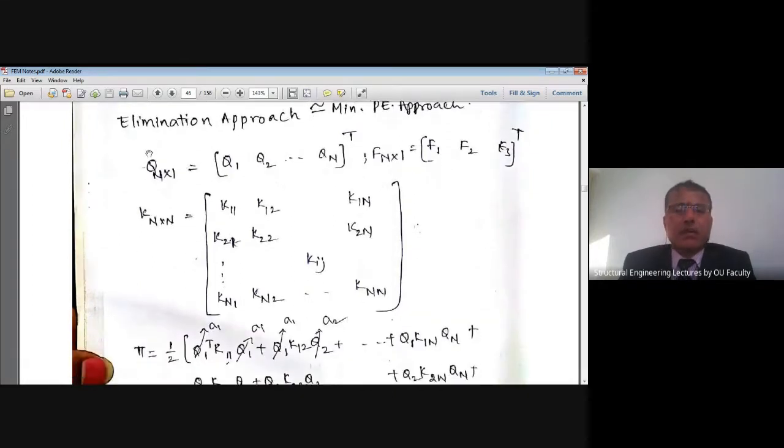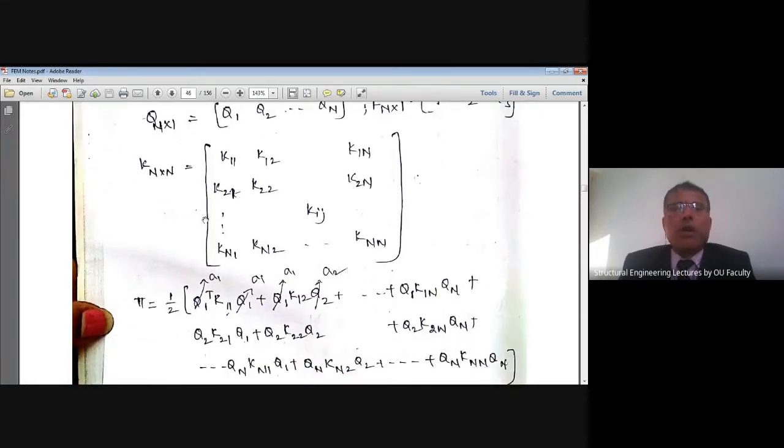Now let us say the degrees of freedom vector capital Q is an n by 1 vector, which is q1, q2, up to qn, transpose. Similarly, the global load vector F is an n by 1 vector, which is f1, f2, up to fn, transpose. Similarly, the global stiffness matrix K is an n by n matrix, given by K11, K12, up to K1n in the first row, and the last row is Kn1, Kn2, up to Knn, where any general coefficient of this stiffness matrix is referred to as Kij.